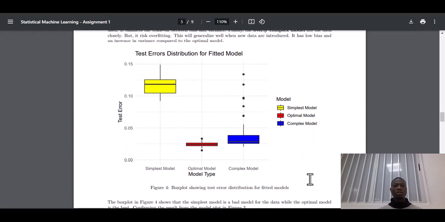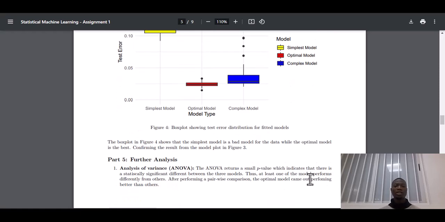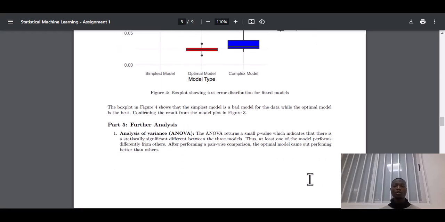So moving on to getting the test error distribution for this model, and this confirmed that the optimal model is really the best model. The complex model has large variance, slightly larger than the optimal model, and the simplest model is the worst model here. The ANOVA test also confirmed that there's a statistically significant difference between the three models. After performing a pairwise comparison, we discovered that the optimal model is still performing better.